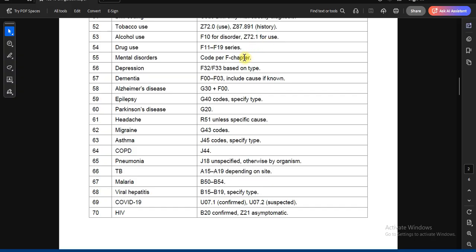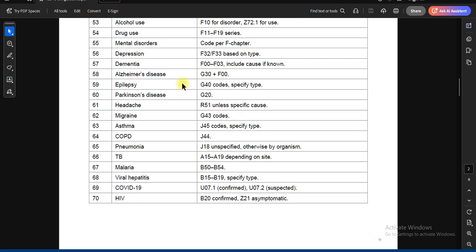In part 2, we learned up to alcohol use, F10 for disorder, Z21 for use. So basically, whenever you want to code for alcohol use, you need to check whether the documentation contains disorder or use. If it is use, we need to use G72.1. If the documentation contains any type of alcohol disorder, we need to use the F10 series. Next, we have drug use. If the documentation contains drug use, we need to code from F11 to F19 series codes.